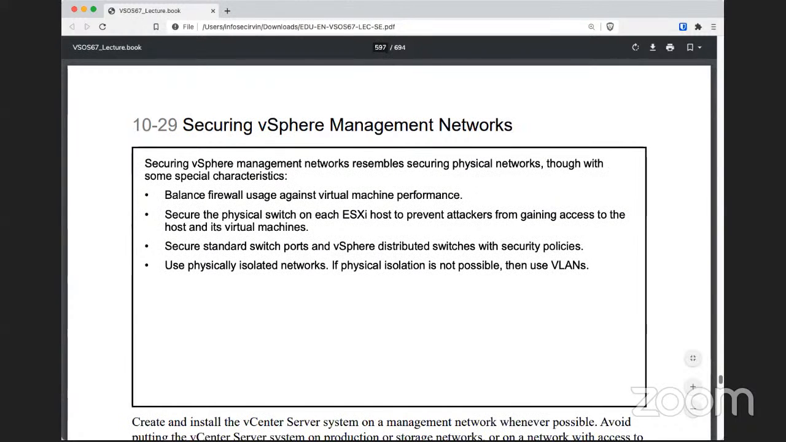The network, ideally, should be behind the firewall, should have its own physical switch. And if that's not possible, then use VLANs to hide the management network. Because again, access to the management network means access to vCenter, and that is just a gateway into your whole infrastructure.